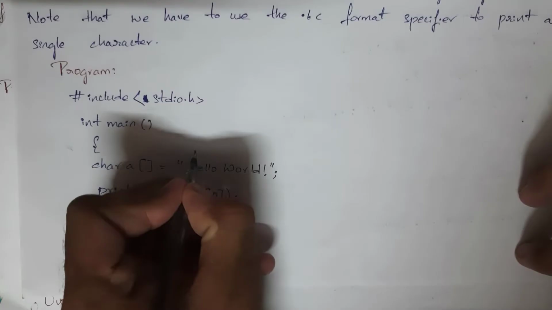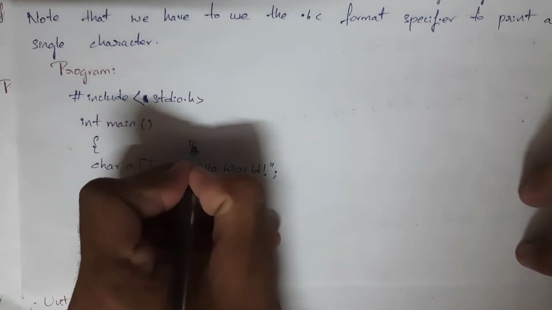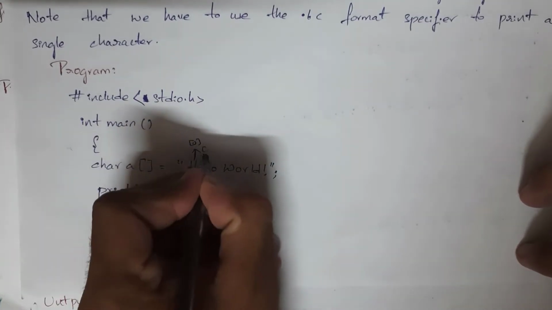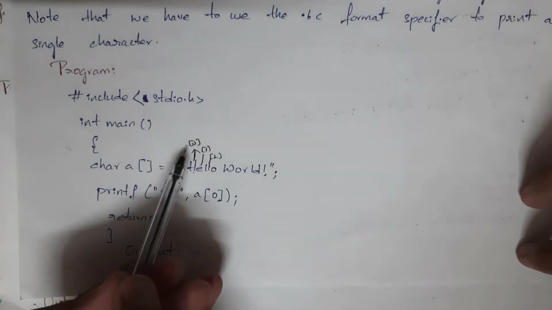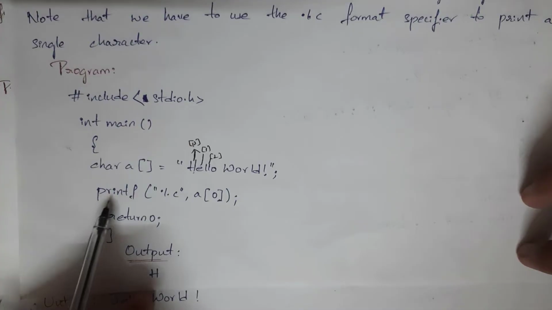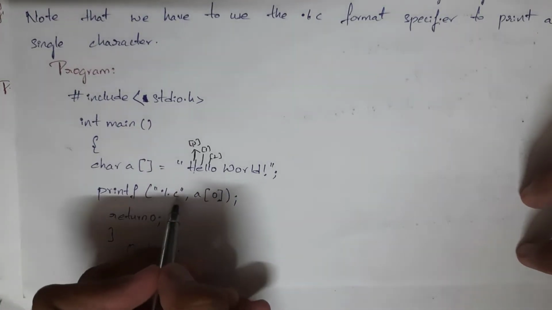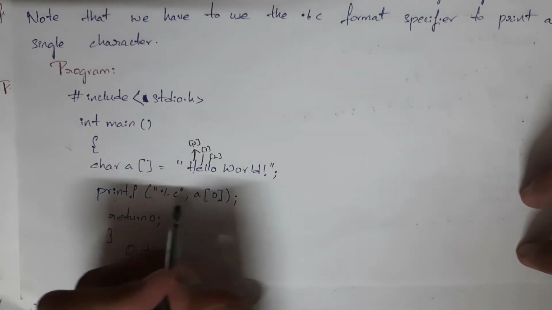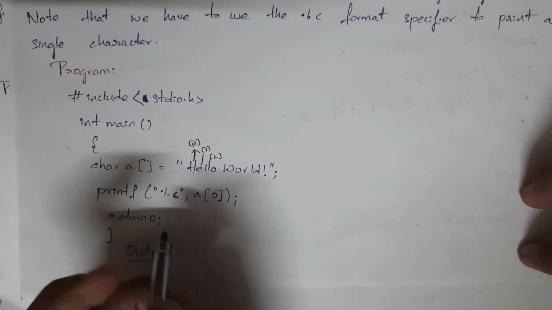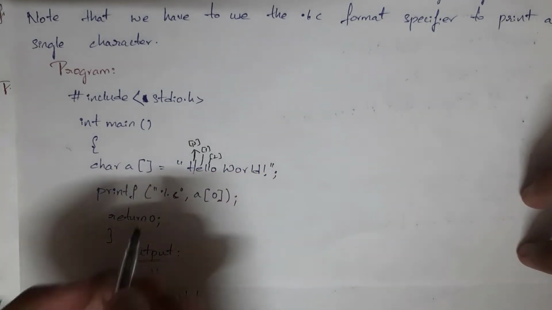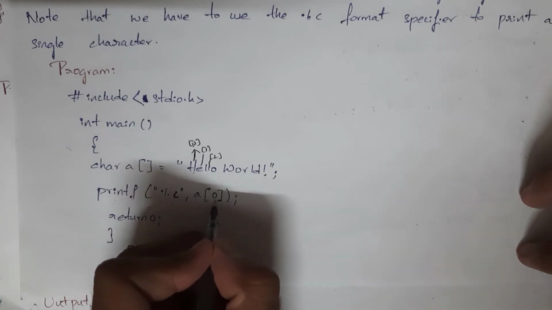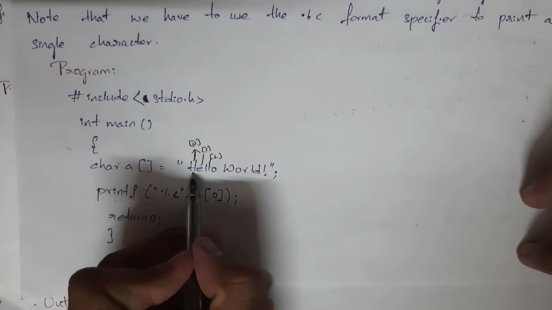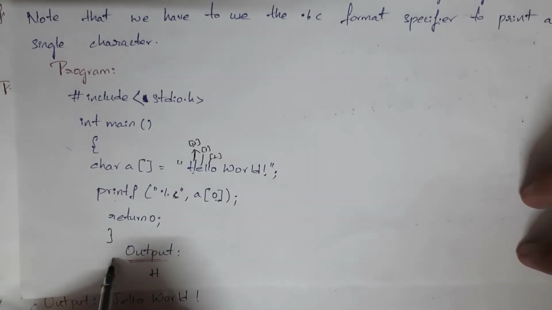As I already said, in this the first character is stored in index number 0 and the second character in index number 1, third in 2 and so on. Index number starts with 0. The first character is stored in index number 0. So whenever I write here printf %c comma A of 0, I wrote %c because I want to print only a single character. That means the value present in index number 0 will be printed as output. So in index number 0 the value is h. So here I will get the output as h.